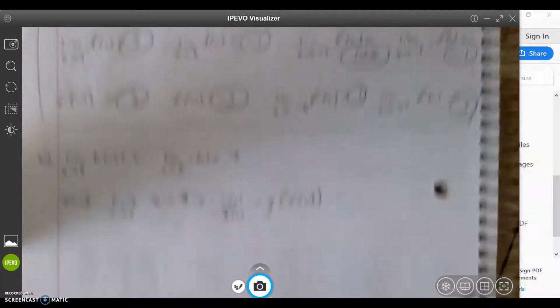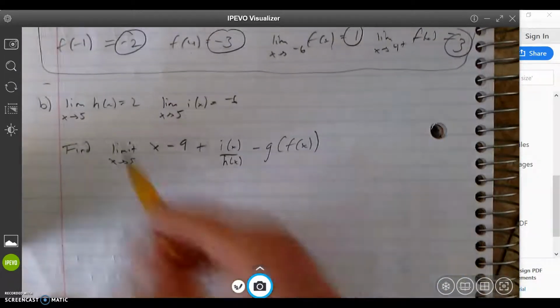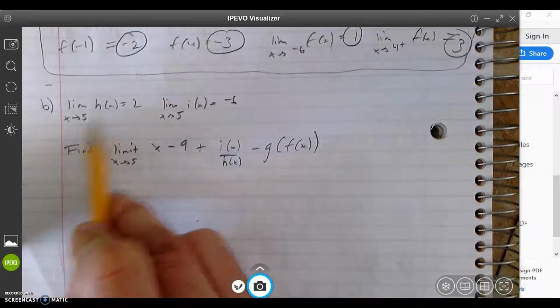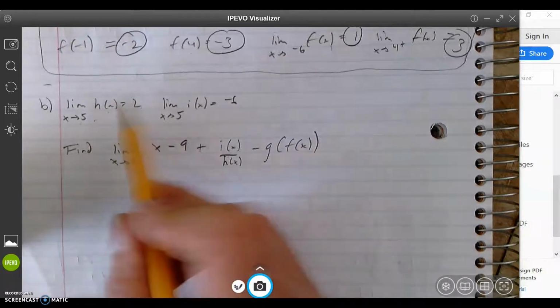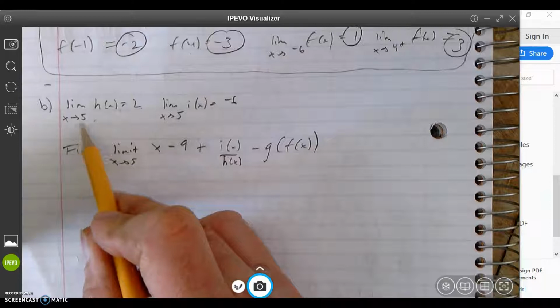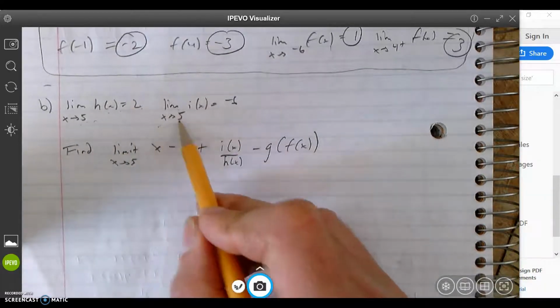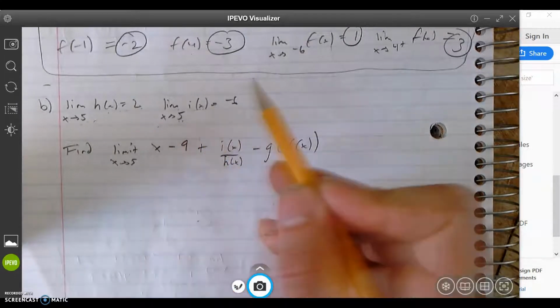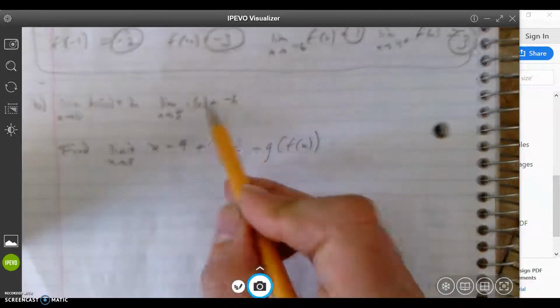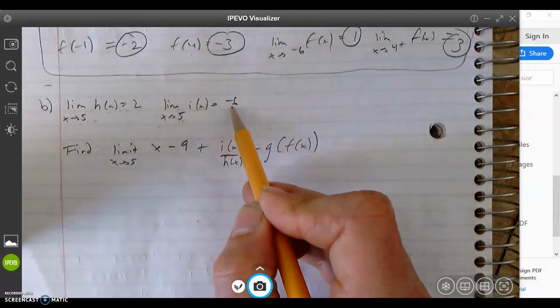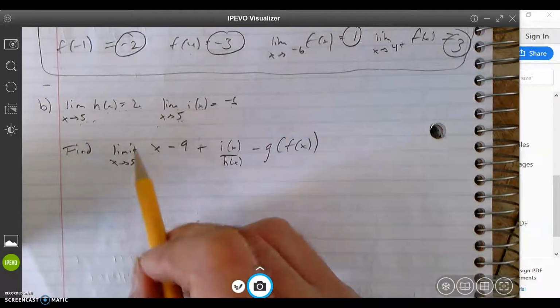So here you go. So B, it says the limit as x approaches 5 from both directions of h of x is 2. So h of x is a new function. We don't know what it looks like. But the limit as x approaches 5 from both sides equals 2 on the y. And the limit as x approaches 5 of I of x, another different function, who knows what it looks like, the y value it's approaching from both sides is -6. So we have to find the limit.